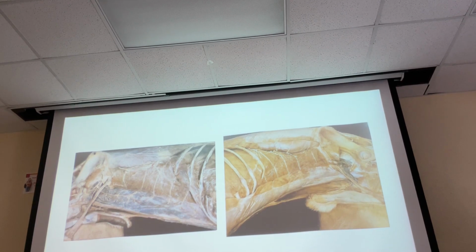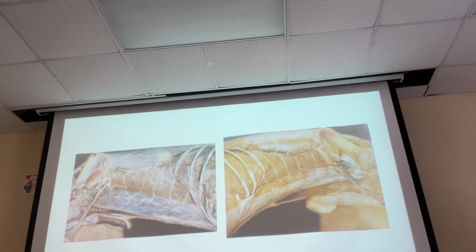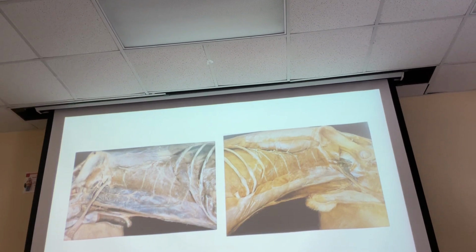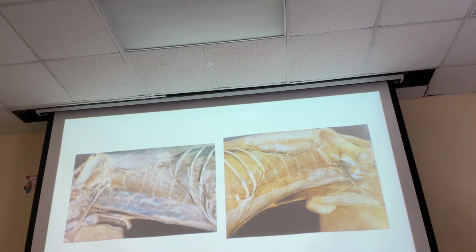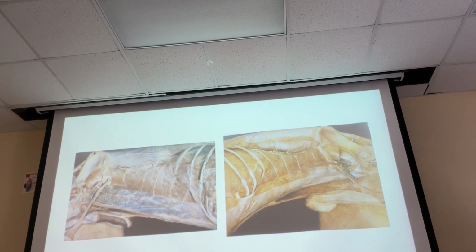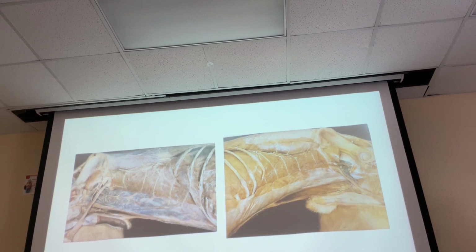Now, which nerve is this? T13. Which one is this? Cranial iliohypogastric. This one, caudal iliohypogastric. And that one there is the iliohypogastric.